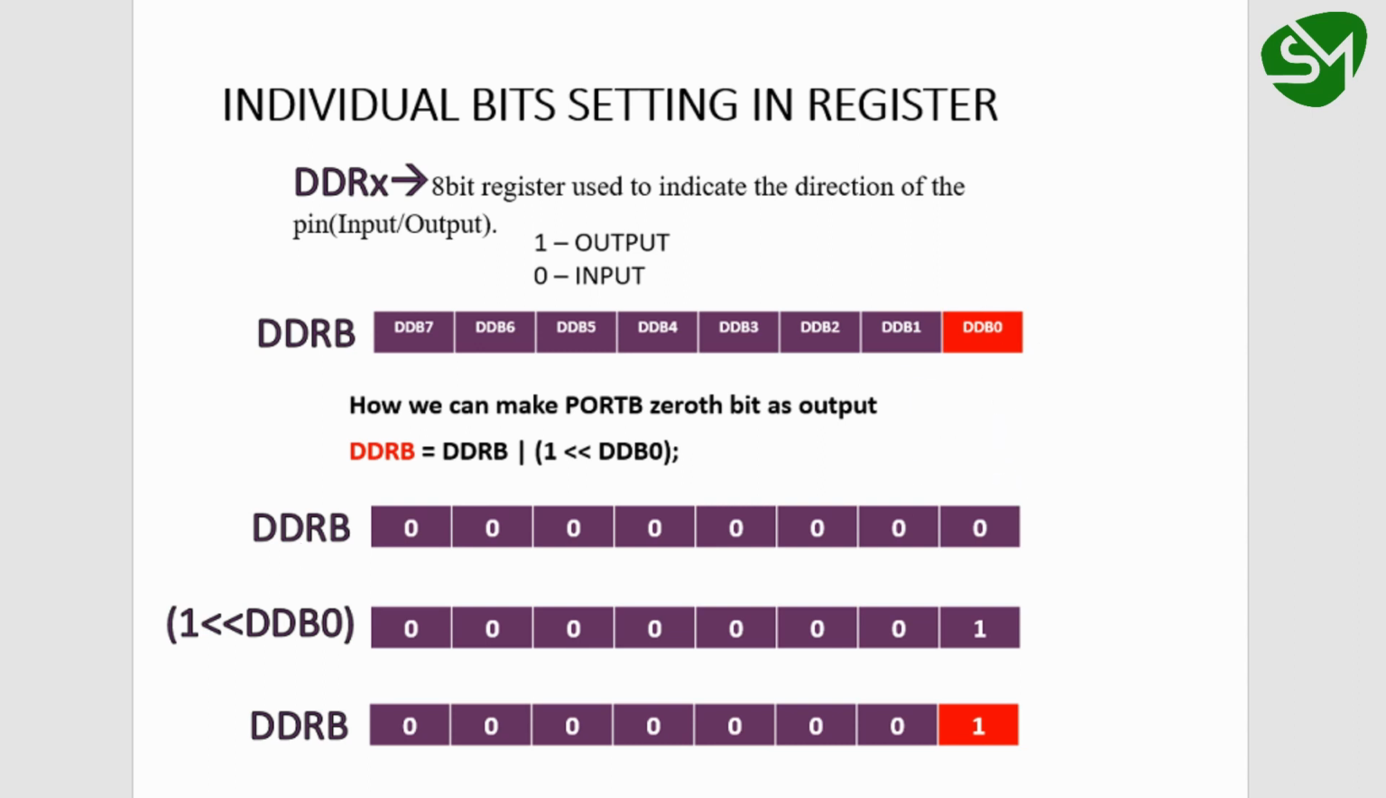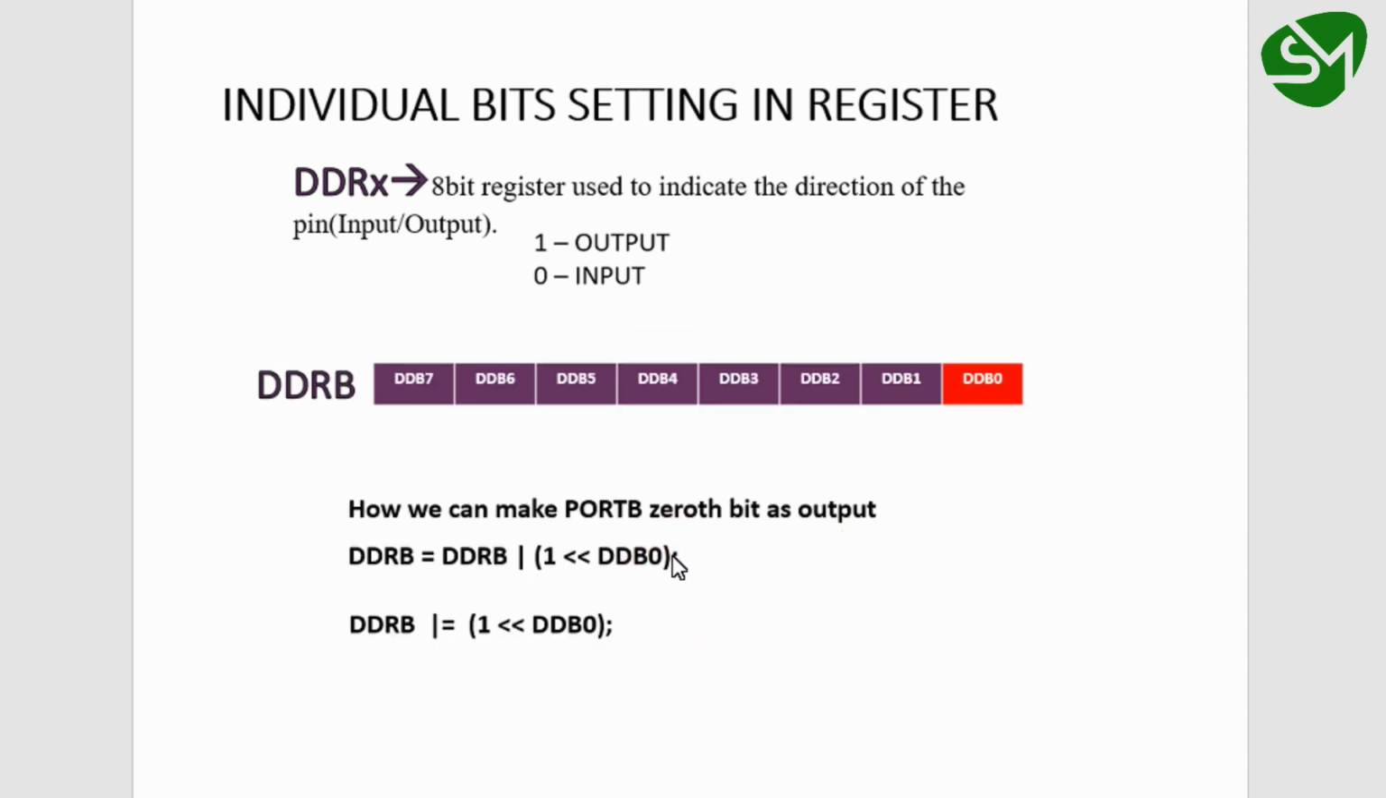So this is how you can set a bit in a register and configure the pin as output in the DDRX register. And similarly, this expression can be shortened like this. That is, instead of writing DDRB equal to DDRB OR of 1 left shift of DDB0, you can write DDRB OR equal to 1 left shift of DDB0. Both have the same meaning. So you can neglect this DDRB written again.